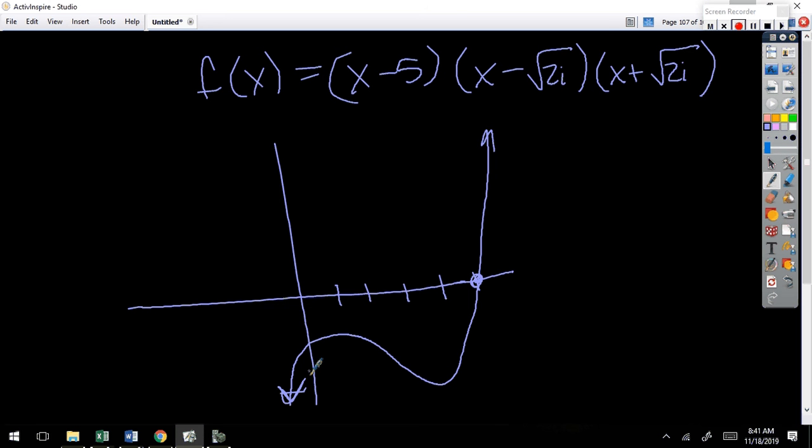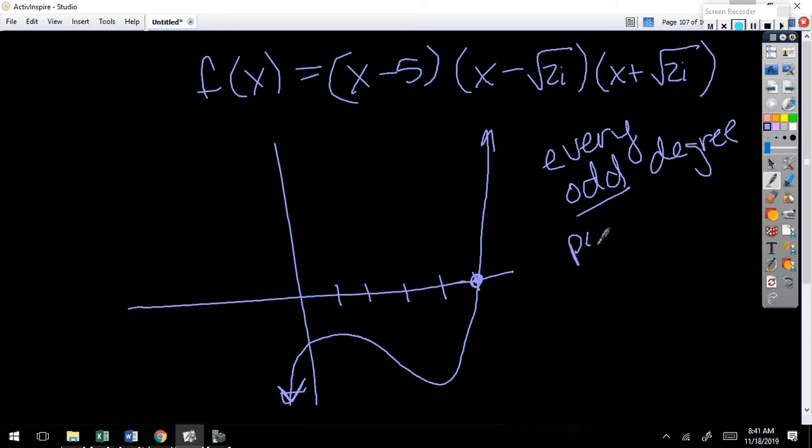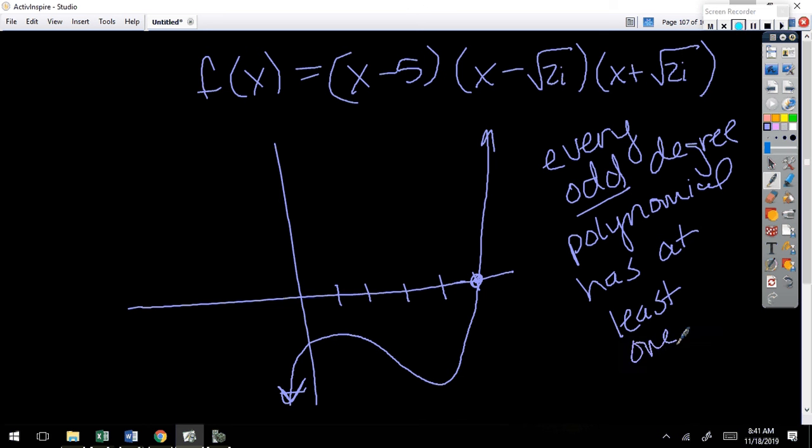Okay. Which brings me to the next thing I wanted to tell you about. And we've talked about this too, every odd degree polynomial has at least 1 zero. Why? Why might every odd degree polynomial always have at least 1 real zero?